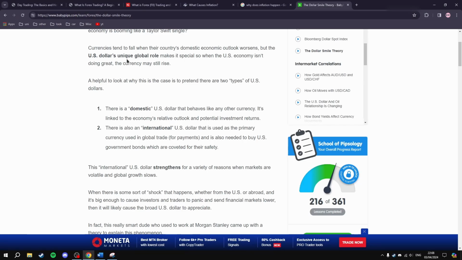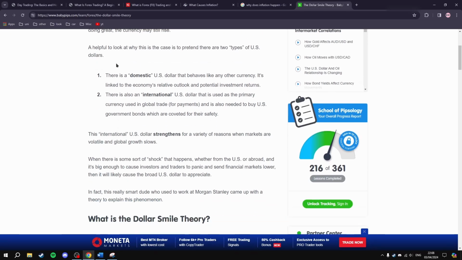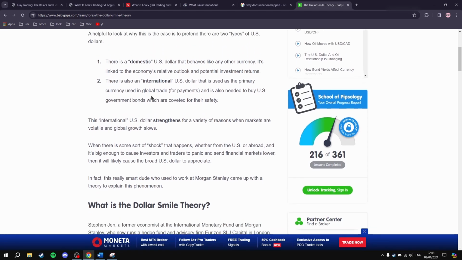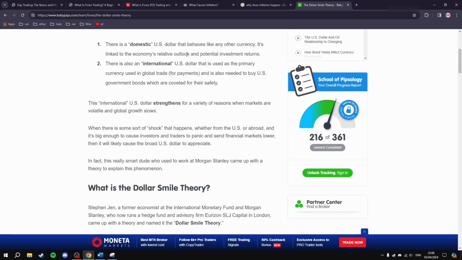But the US dollar's unique global role makes it special, so when the US economy isn't doing great, the currency may still rise. A helpful way to look at why this is the case is to pretend there are two types of US dollars. There is a domestic US dollar that behaves like any other currency. It's linked to the economy's relative outlook and potential investment returns.